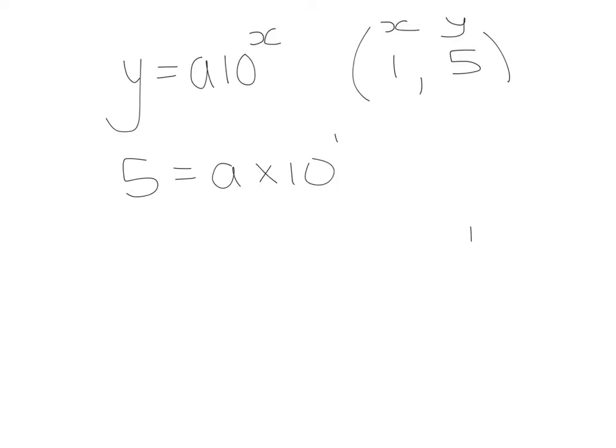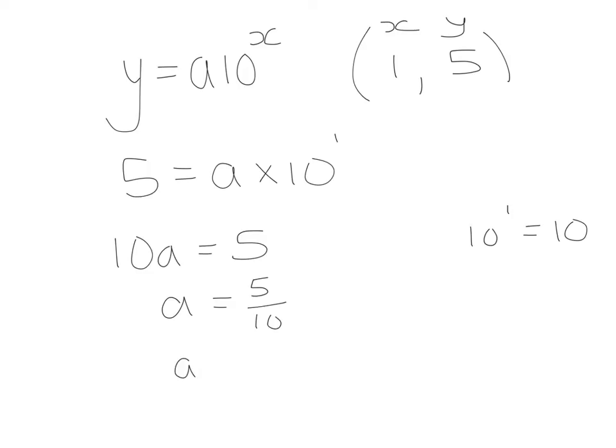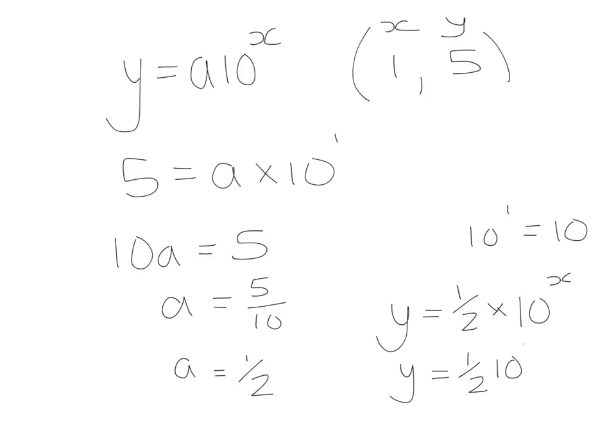Now, 10 to the 1 will just be 10. Anything raised to the power of 1 is just the number itself. So we have 10a is equal to 5. So a will be equal to 5 divided by 10, which is a half. So a is equal to a half. So we have y is equal to a half times 10 to the x, or we could write y is equal to a half 10^x.